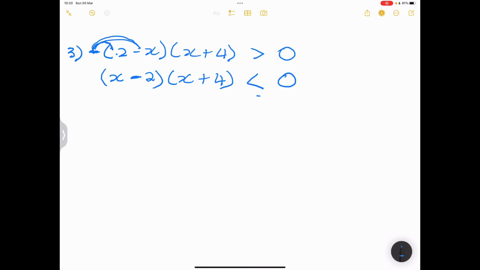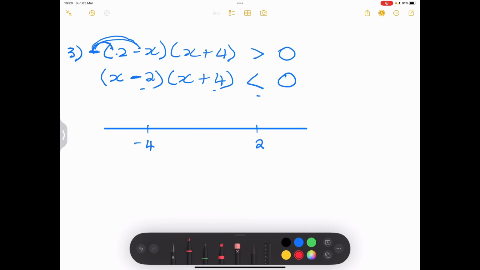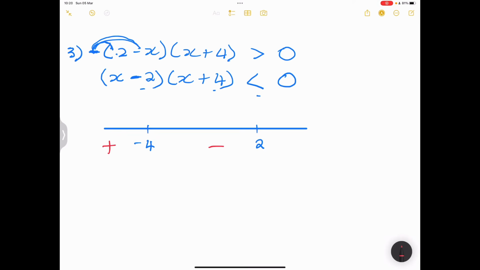So what are my critical values? We can draw that number line again. We're going to be quick about this now. It means that I've got x is negative 4, that's my critical value, and x is equal to positive 2. Remember, you put that in ascending order. Where is it less than 0? We said all you simply do is: that's positive, that's negative, that's positive. So where is this negative? Remember, less than simply means it's negative.